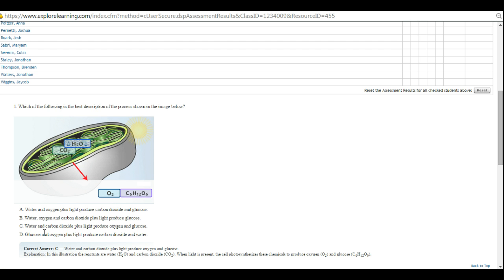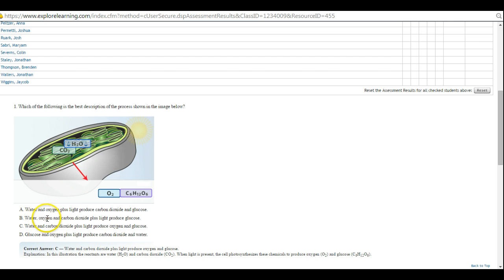the correct answer was C, water and carbon dioxide. You can see it, plus light. There's the light, sunlight. Produce oxygen and glucose. And this is the process of photosynthesis. Let's see what a popular incorrect answer was: B. And you can see water, oxygen, and carbon dioxide plus light.